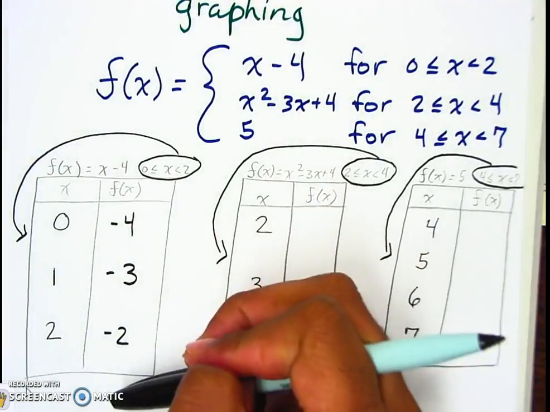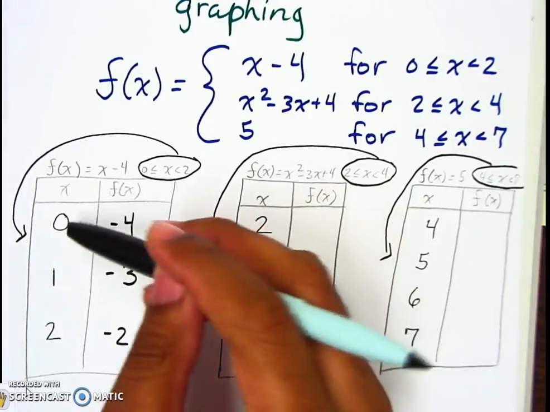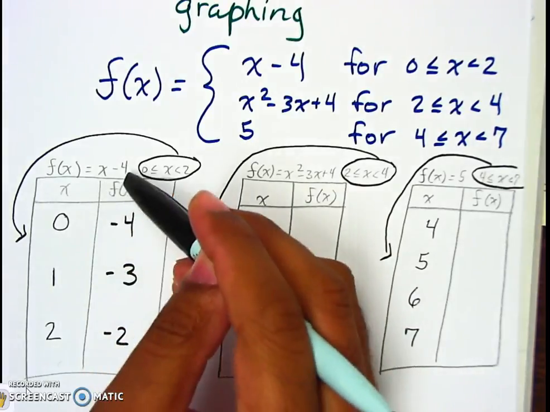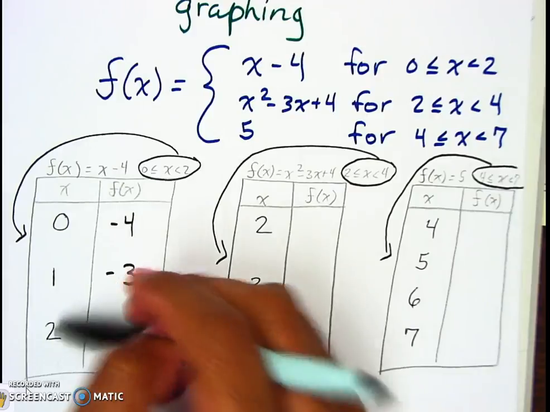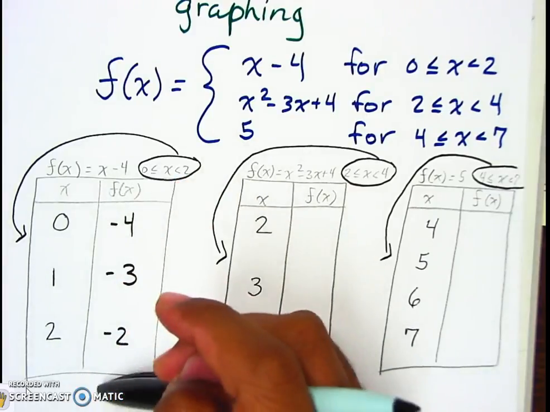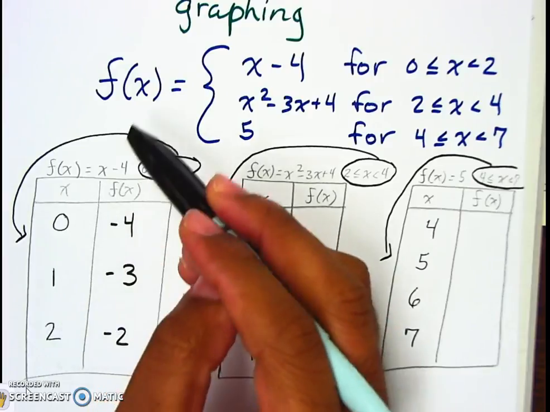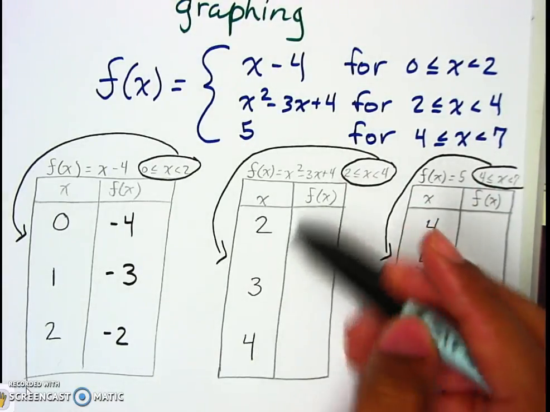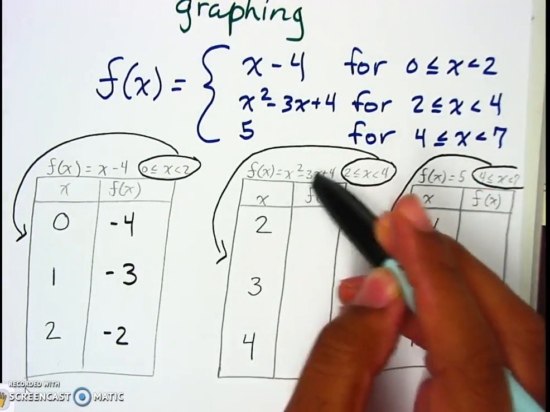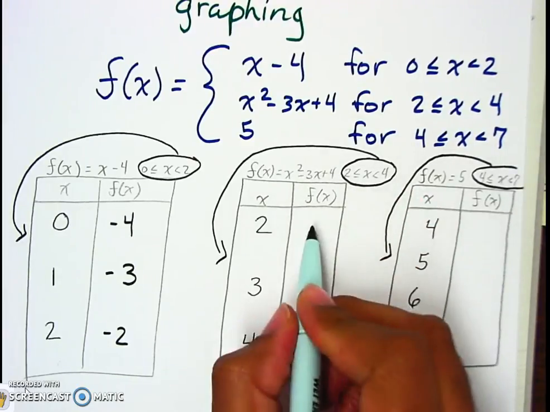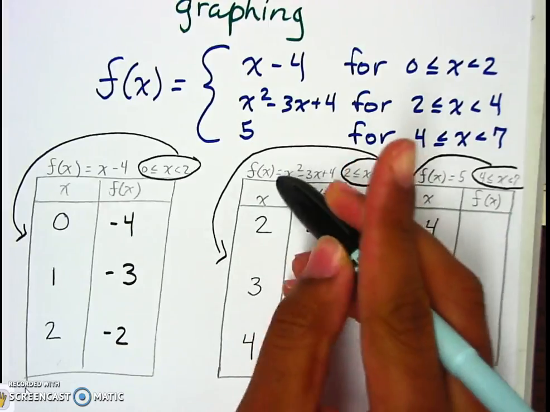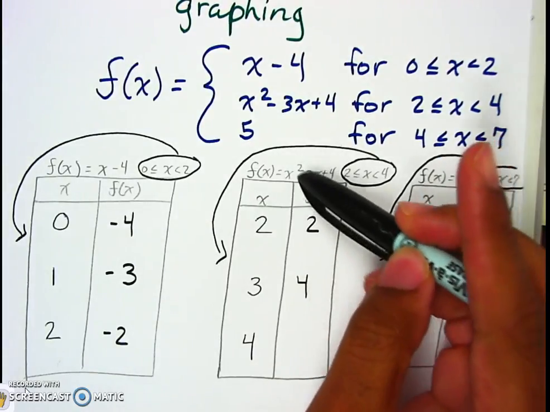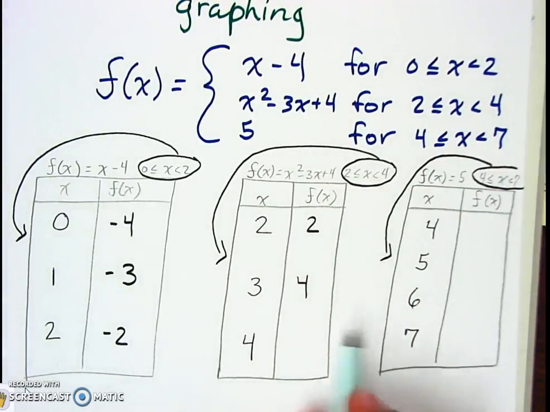Here we already filled in the values, but again, to remember how to fill those values in, you put 0 in for x, so 0 minus 4 is negative 4. Put 1 in for x, so 1 minus 4 is negative 3. Put 2 in for x, so 2 minus 4 is negative 2. Again, put these x values in for x and simplify or solve them out. Same thing works for these. Whenever you put a 2 in for x for these two right here and work it out, you should get an answer of 2. When you put 3 in for both of these and work it out, you should get a 4. And when you put 4 in for both of these and work it out, you get 8.